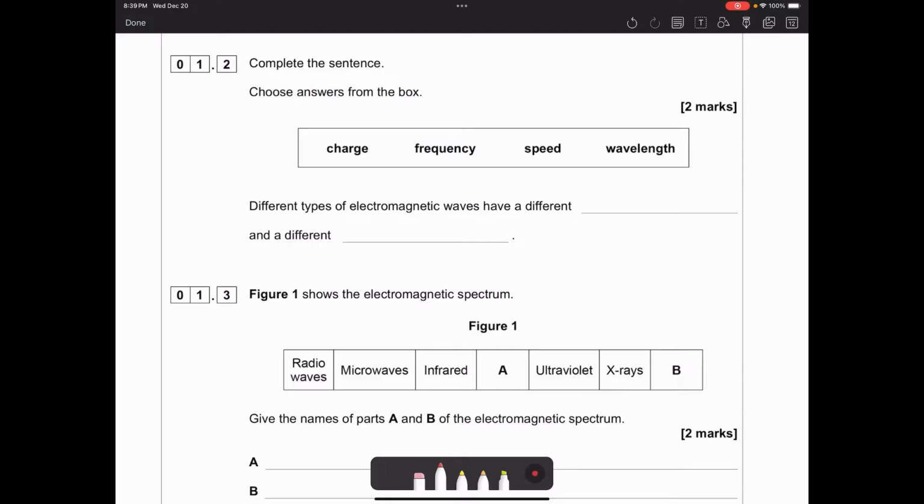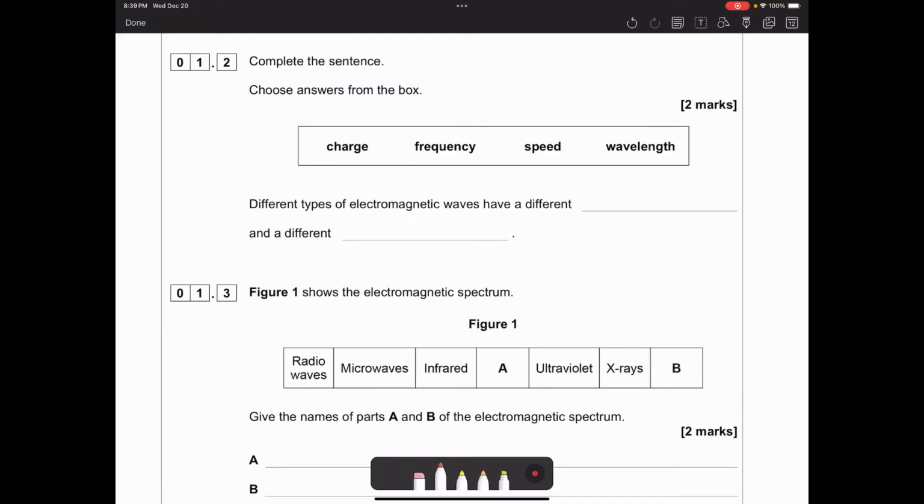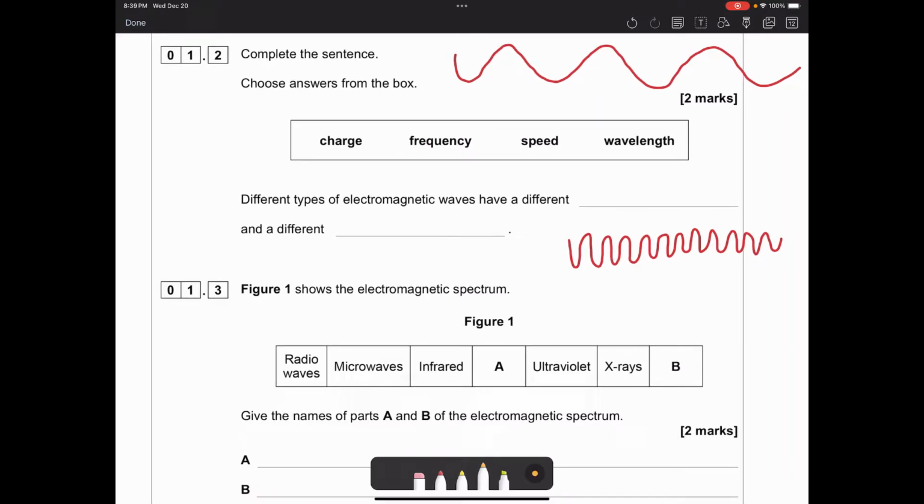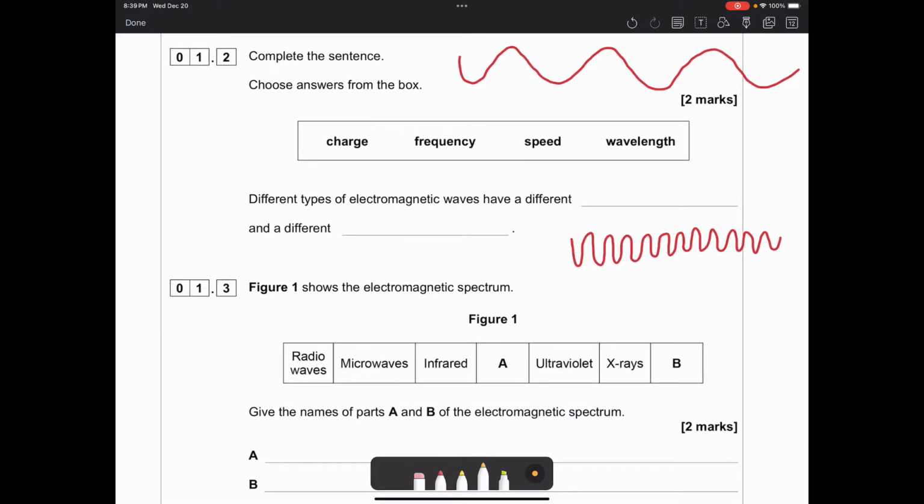Question 1.2, complete the sentence using the words in the box. So different types of electromagnetic waves have different blank and different blank. So what you should remember about the electromagnetic spectrum is that it's a series of transverse waves. Some waves have short wavelengths, some waves have long wavelengths. So you can have one part of the spectrum that has a long wavelength. So one difference is that they would have a different wavelength.